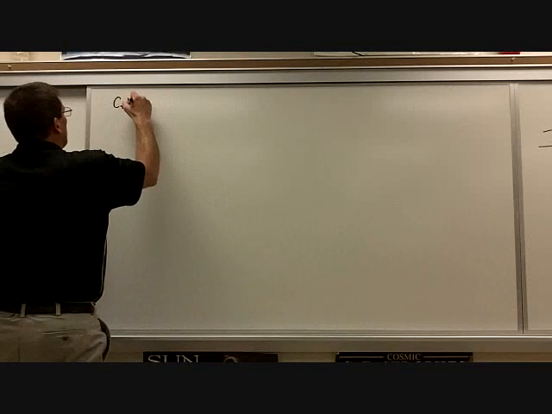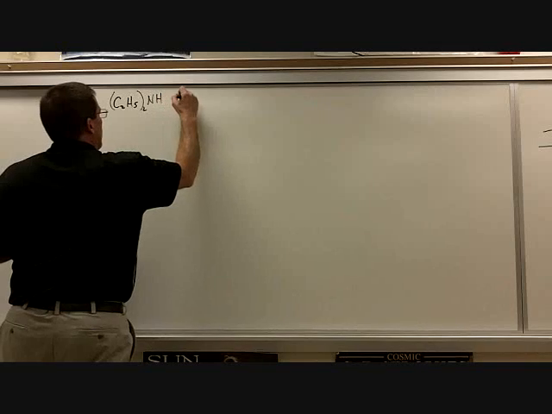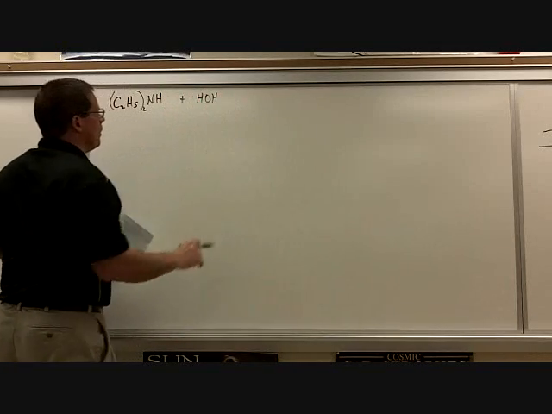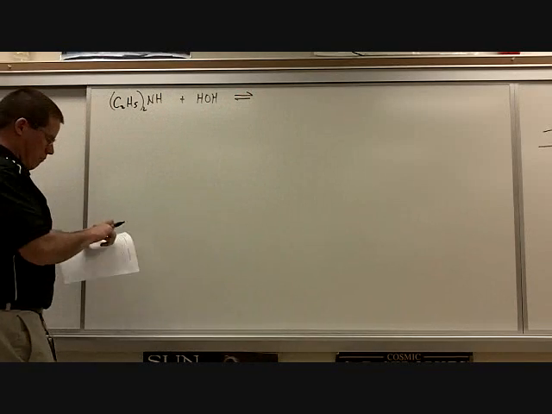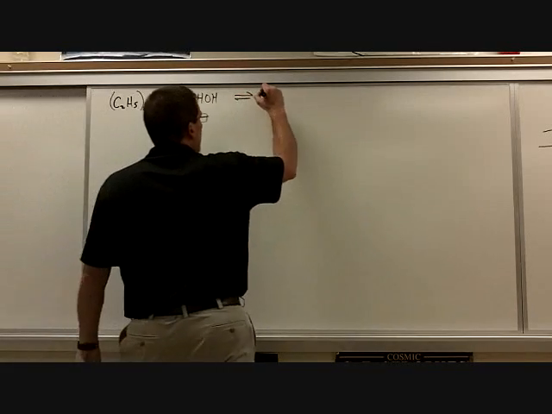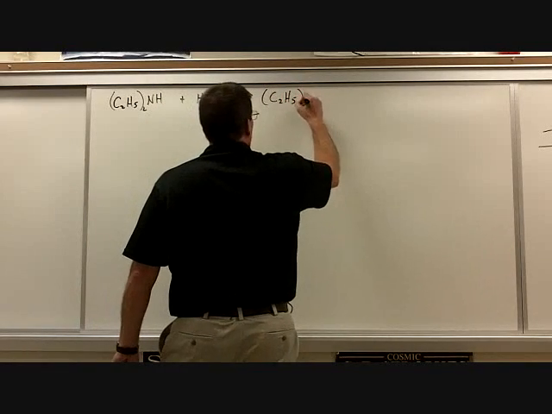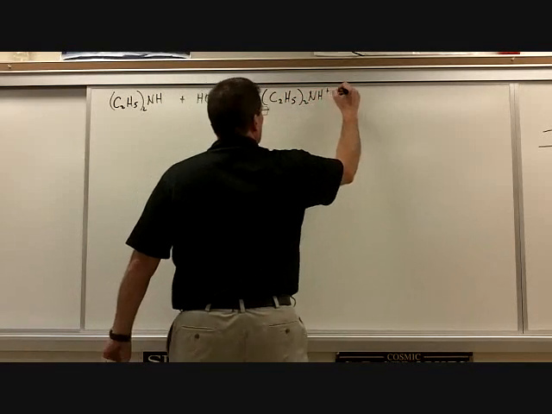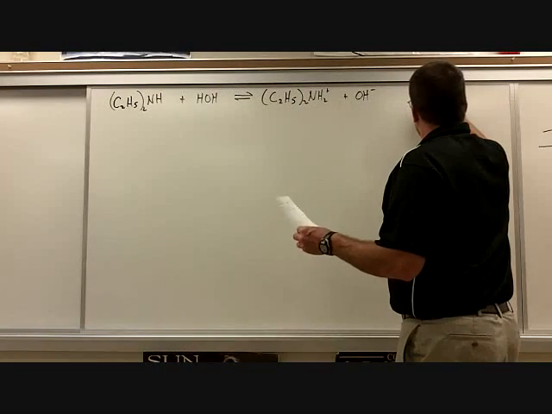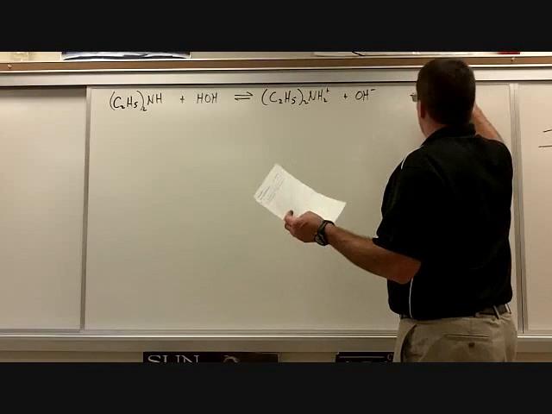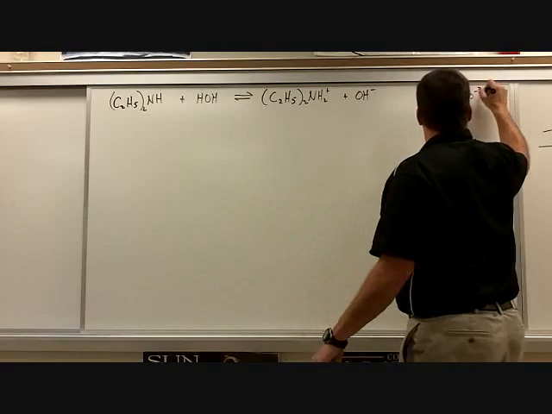C2H5, twice, NH, and it reacts with water. So what are my products here? Good. With a +1 charge. And oops, there's a 2 there. And OH-. And then I think I gave the Kb as 1.3 times 10 to the negative 3.